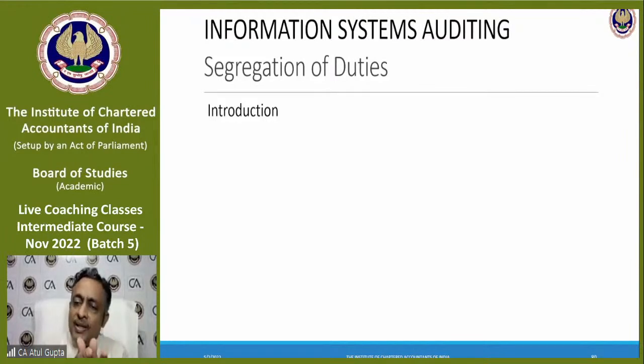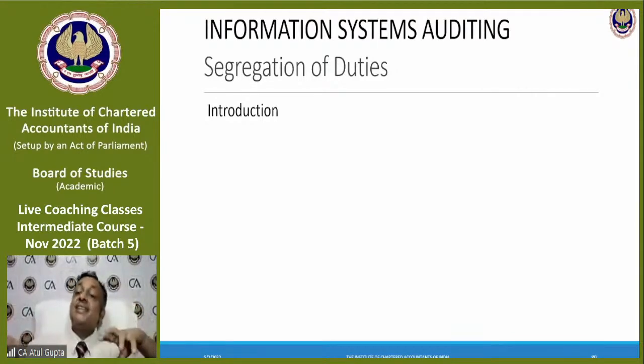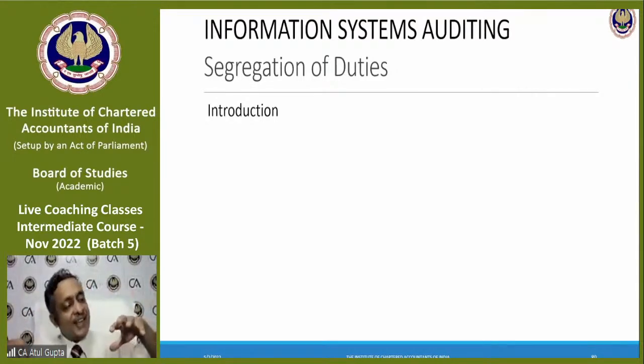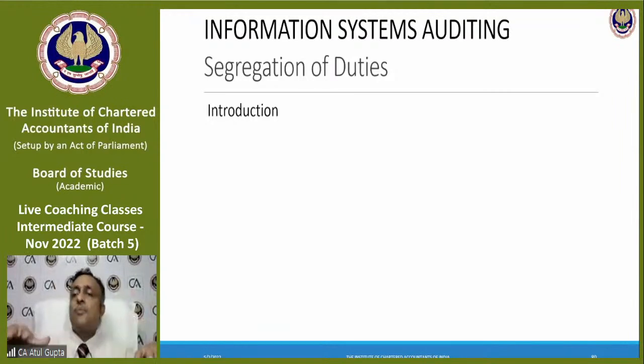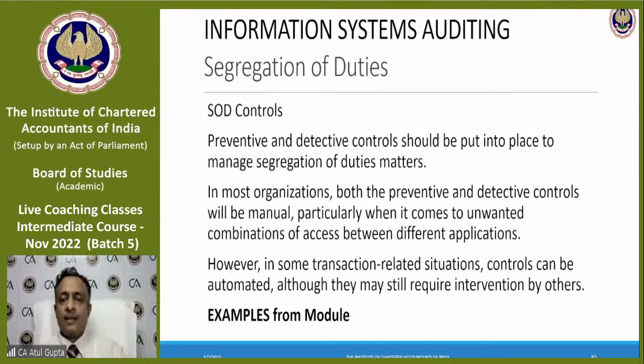One person's job is properly segregated from another person's job, or the creator cannot be the checker. Like the example of a cashier we are taking: the creator of a cash voucher cannot alter, modify, or delete the cash voucher. A lot of examples are there in the module. I request you to take them from the module. It's a huge list. The example in the module itself is small.